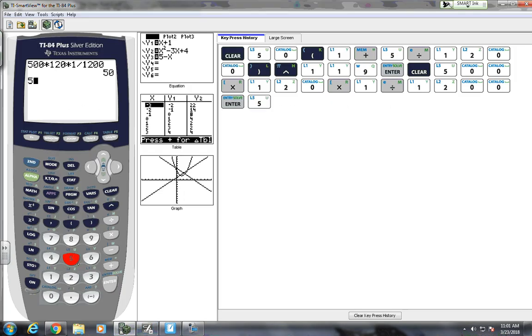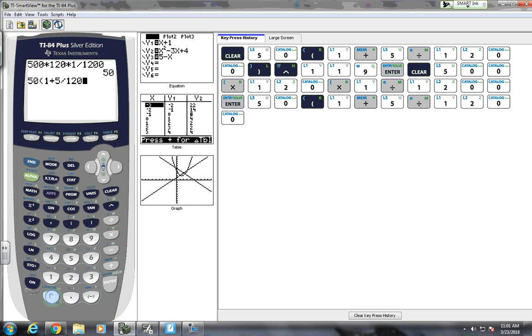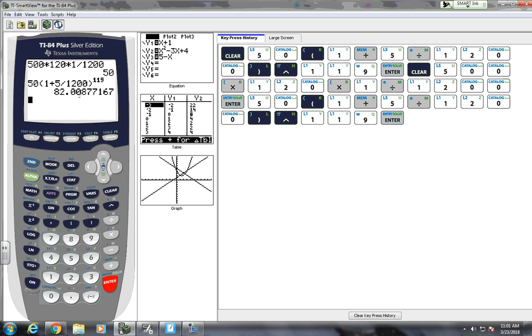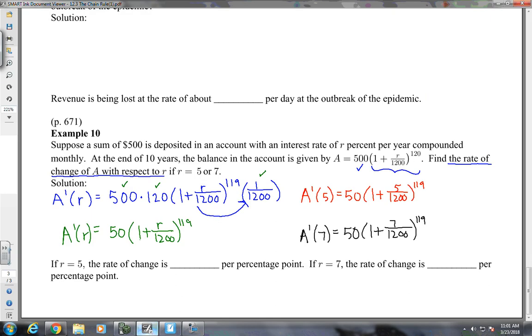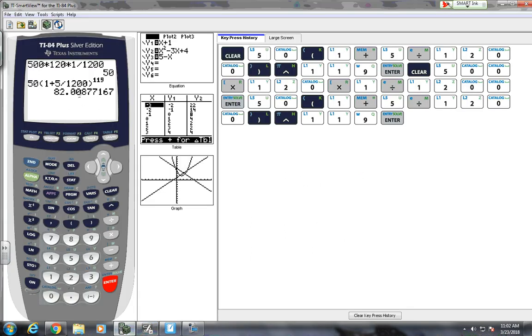We have 50 times 1 plus 5 over 1200. Make sure you close parentheses here, type your exponent key, 119. And then we'll evaluate it. If we round to 2 decimal places, we get 82.01. So our first answer here is 82.01.